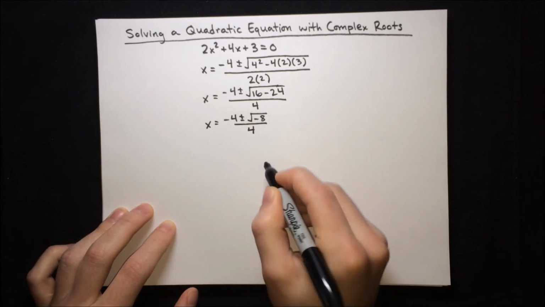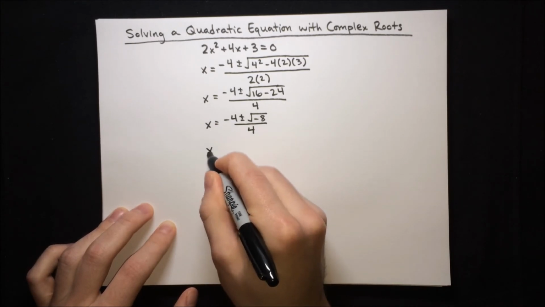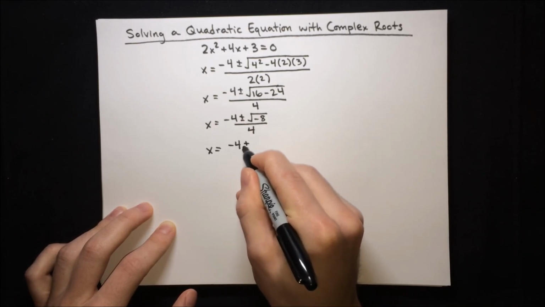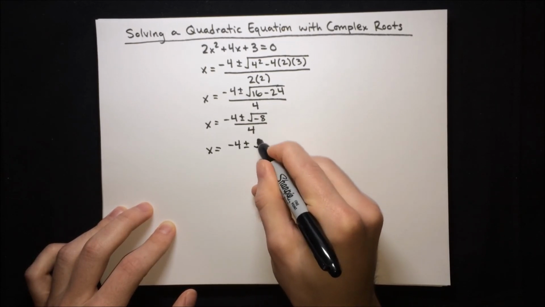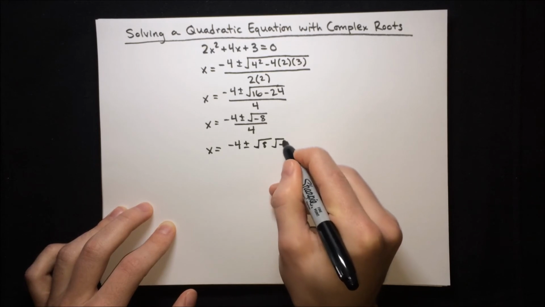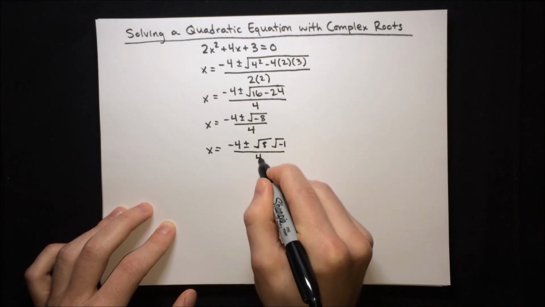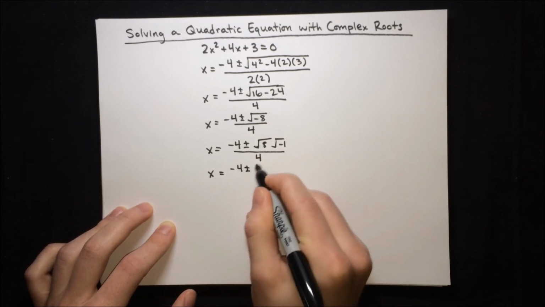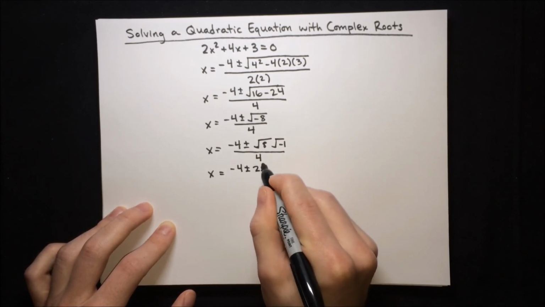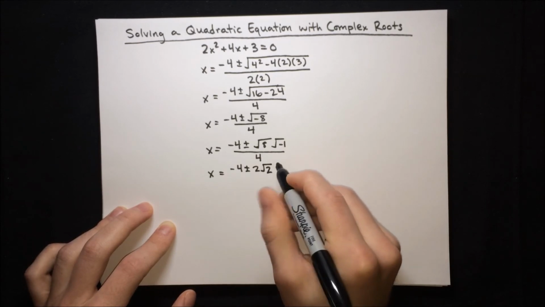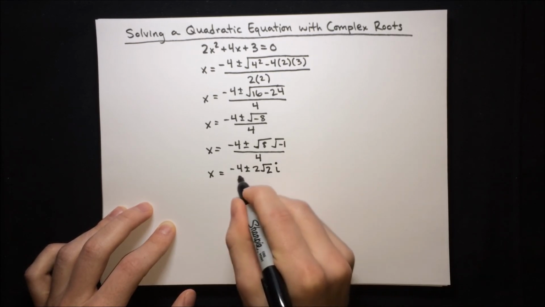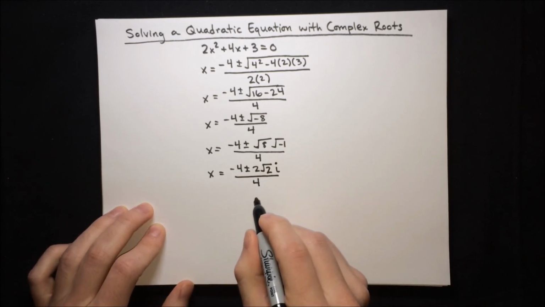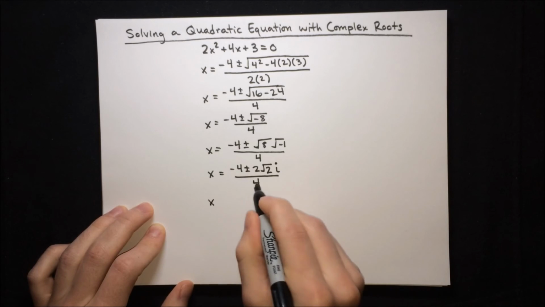Let's simplify this square root a little bit using the imaginary unit. So x equals negative 4 plus or minus root 8 times root negative 1 over 4. And that means x equals negative 4 plus or minus root 8 simplifies to 2 root 2, and root negative 1 is the imaginary unit i. That's all over 4. And for our finishing touch, we can just split up the fraction over 4.